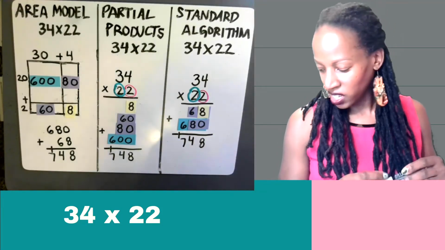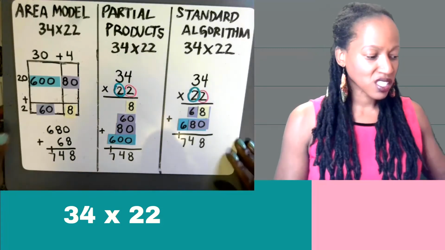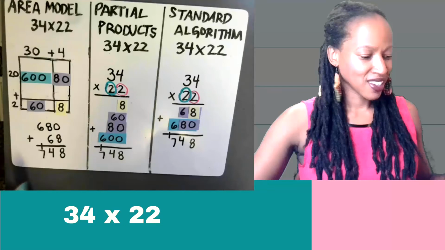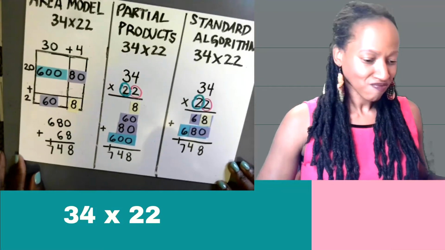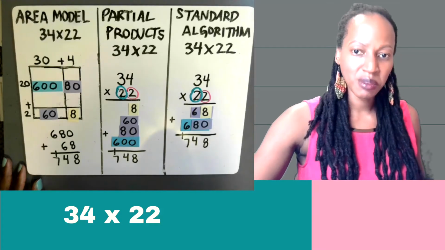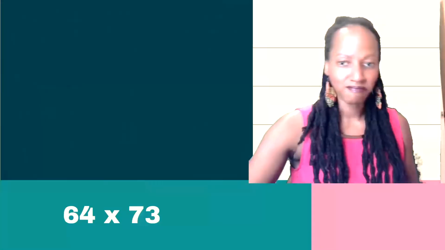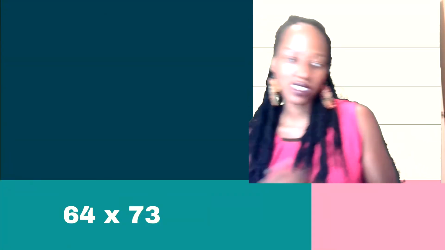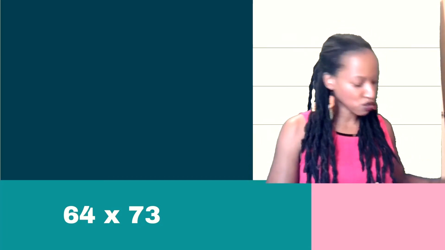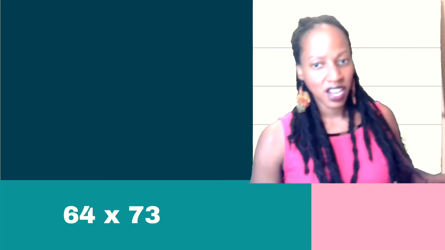So let's see, we have one more example. Let's see if we can practice with another example is what I mean to say. So let me try one more example here. Okay, so in our next example, let me switch this out. We do have another 2-digit by 2-digit number. This time we're multiplying 64 times 73.